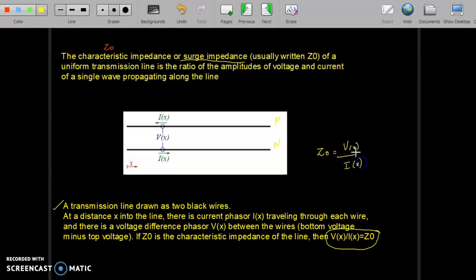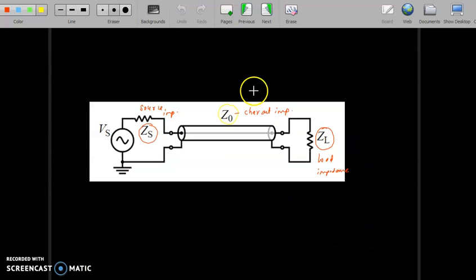So x represents the distance of this transmission network from this point. So at this point, this is x. At this point, this is the voltage and this is the current. Then the characteristic impedance of this line is V of x by I of x.